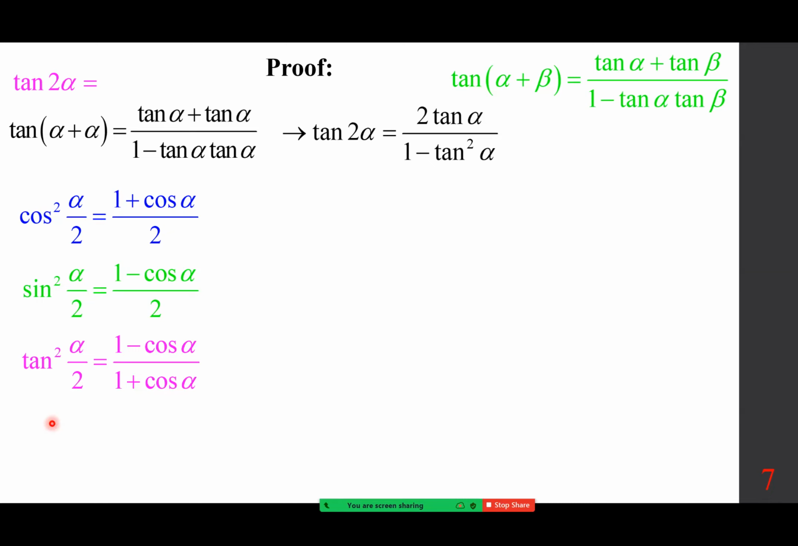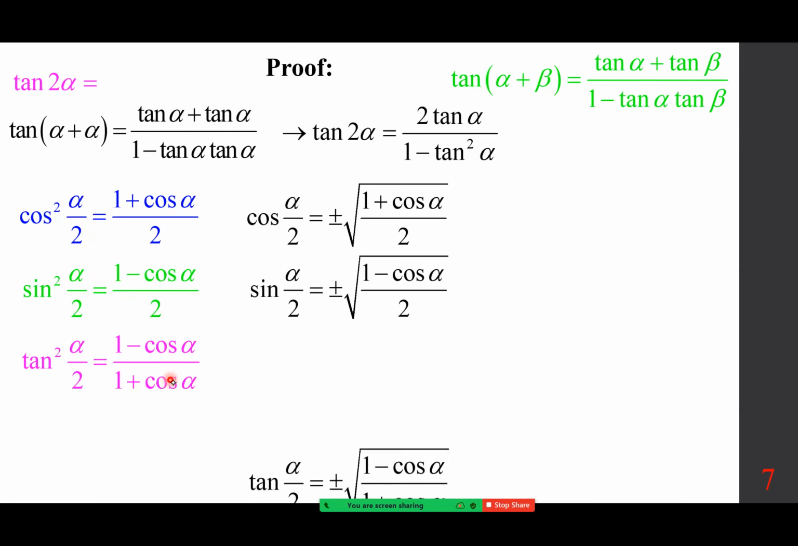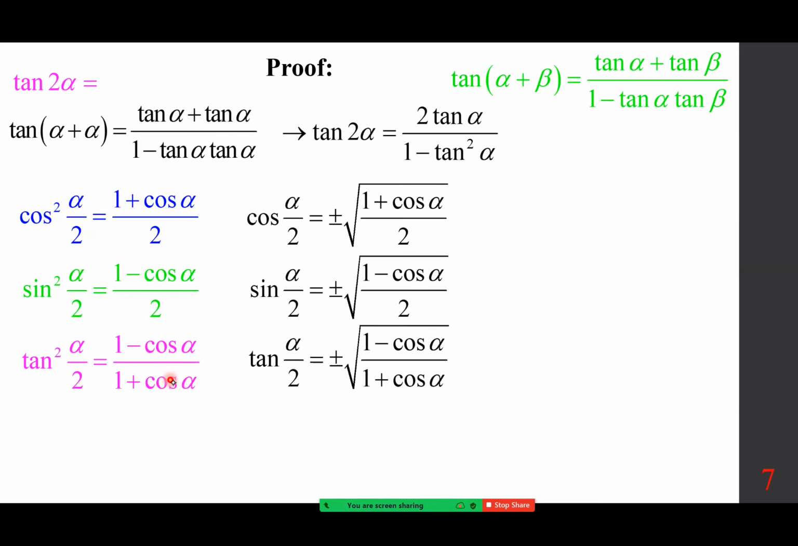Therefore, if I want cosine of alpha over 2, I take a root. Same thing for this one, same thing for this one. And I put plus minus. Normally we look at the quadrant to figure this out.